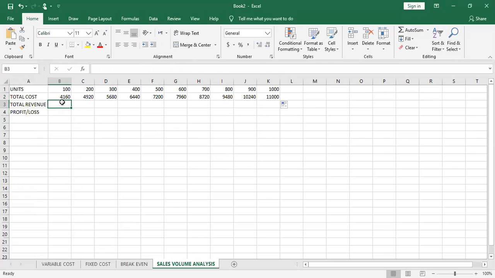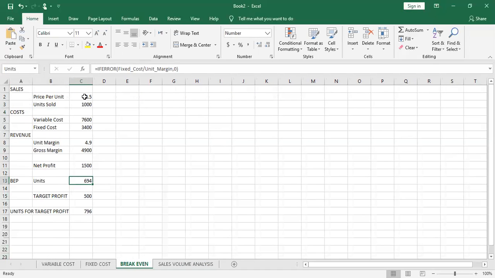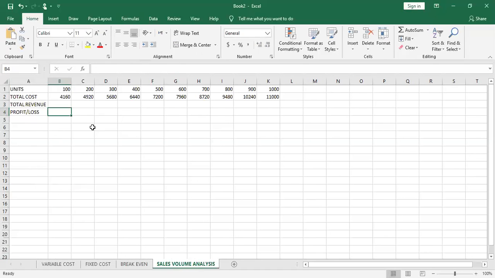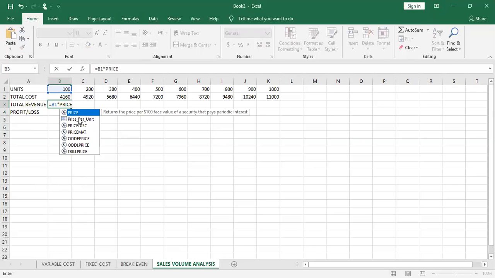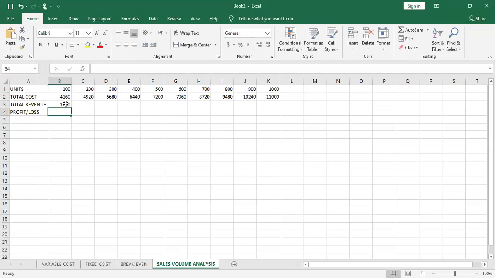Total revenue is going to be the unit here multiplied by the revenue per unit. So how was the revenue per unit captured? I think it was captured as price per unit, right? This was captured as price per unit. So we have the total revenue to be the unit, which is B1, multiplied by price per unit. You see price per unit is here. Then we accept this also and then continue to drag it.